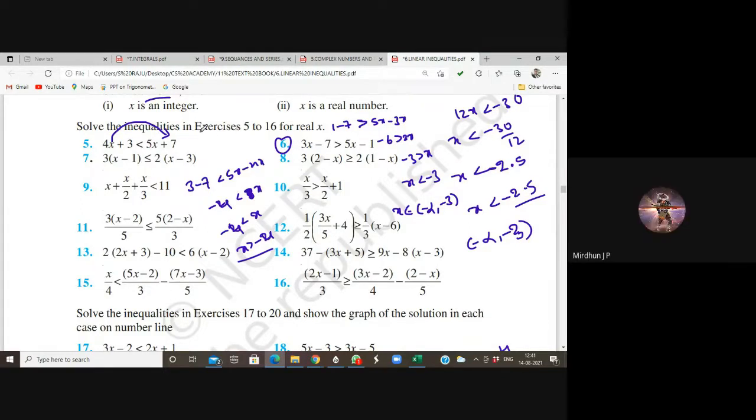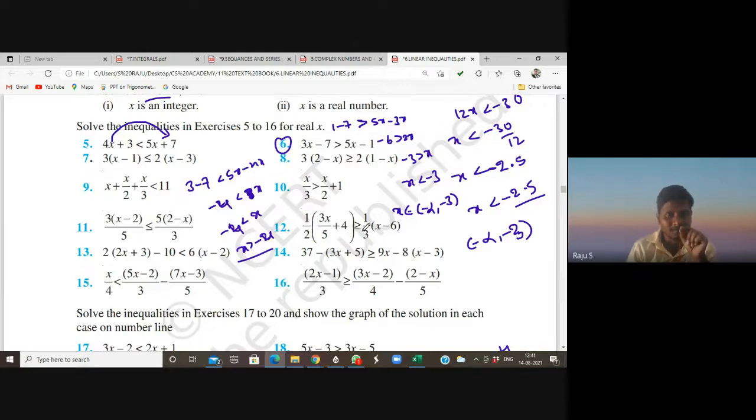Why do they mention any integers? No, sir, real number. We should consider integers only if they mention it particularly. Otherwise, you should consider x as a real number. We need to find the real answer. Okay, in the same way, I'll ask a particular question. You can tell me the answer. What is the x value? Question number 13. Fastly.